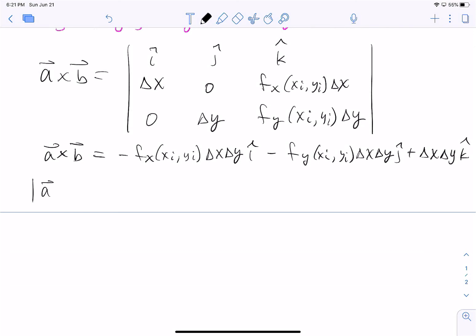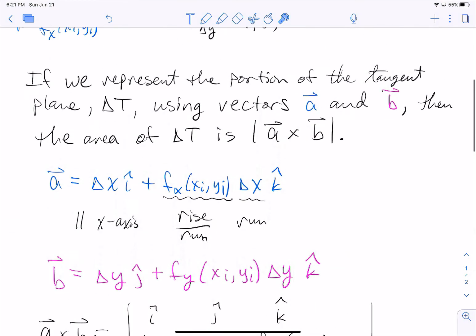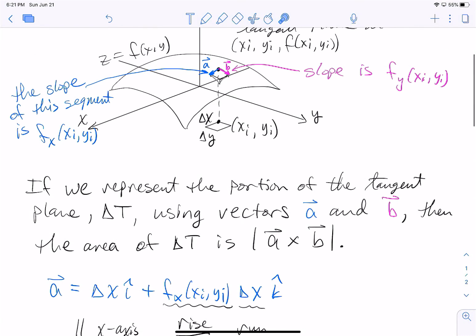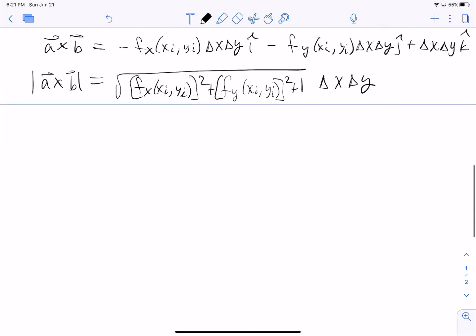So the magnitude of A cross B is equal to the square root of f_x at (x_i, y_i) squared plus f_y at (x_i, y_i) squared plus 1, times delta x delta y. Now that's the area of delta T, a portion of a tangent plane. Finding the area of the surface means we're going to sum together a bunch of portions of tangent planes. Guess how many we're going to do?